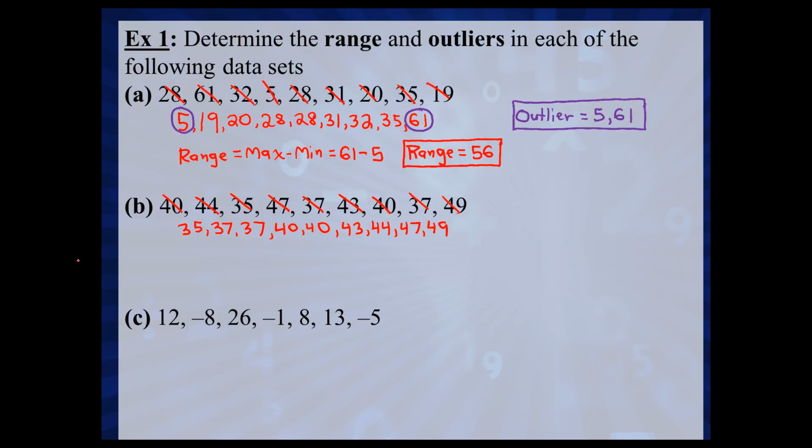47, 49. To calculate the range, let's write that formula down. So we have range is equal to your maximum value, subtract the minimum value. Super easy to calculate once you put the list into ascending order. So your maximum value is 49. The minimum value is 35, which would give me a range. 49 minus 35 is 14.